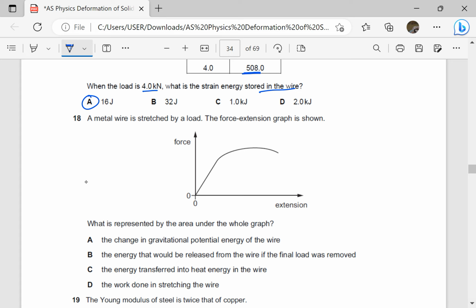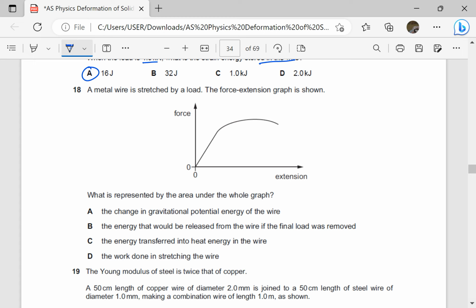A metal wire is stretched by a load. The force extension graph is shown. What is represented by the area under the graph? That is the work done in stretching the material until it breaks.